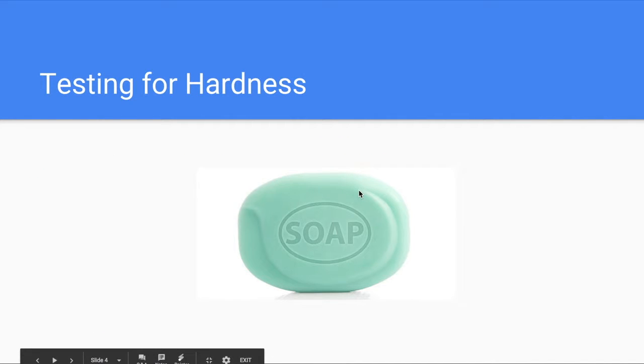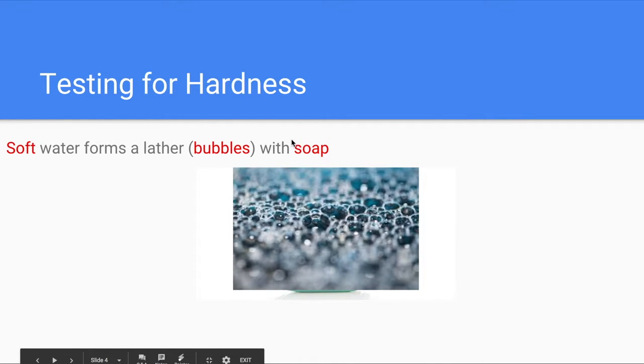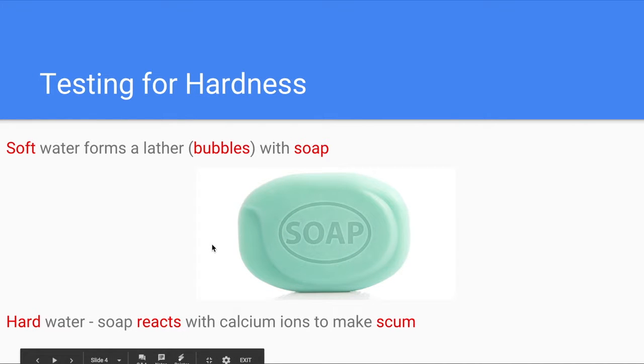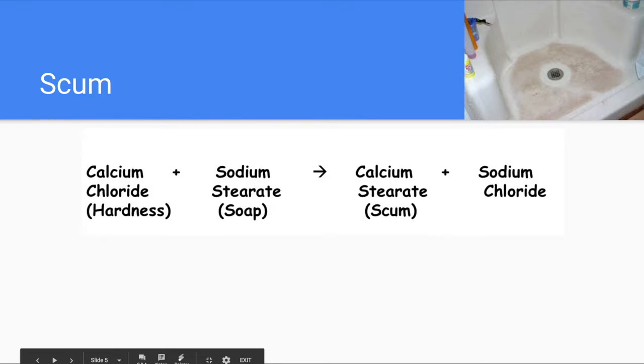How do we test for hardness? Well, soap. Soft water forms a lather or bubbles with soap, but with hard water, the soap reacts with the calcium ions or magnesium ions in the water to make something called scum. So what is scum? Now, here we have the equation.